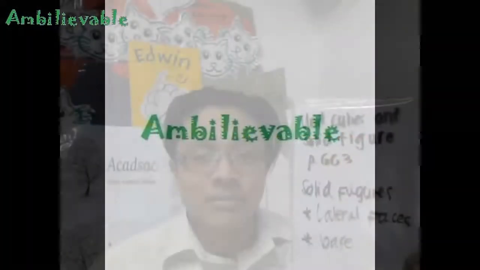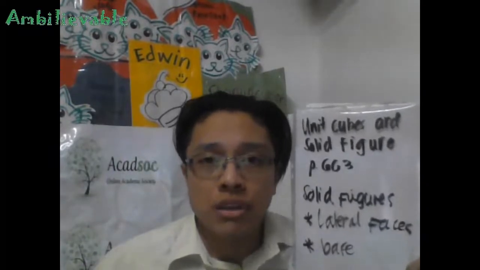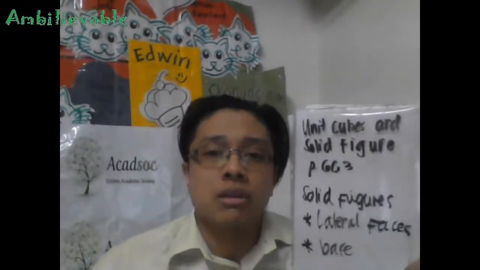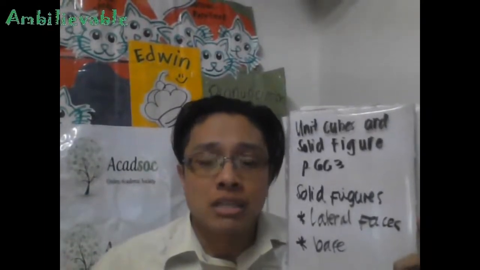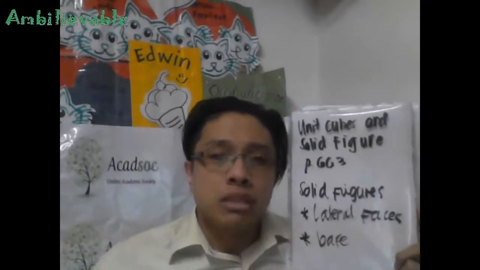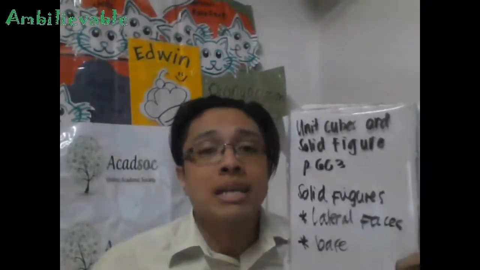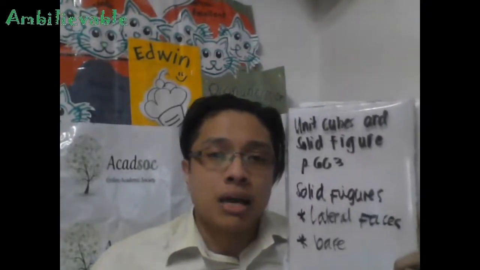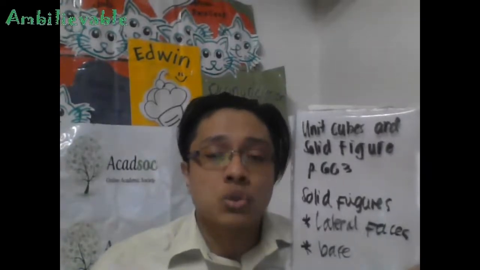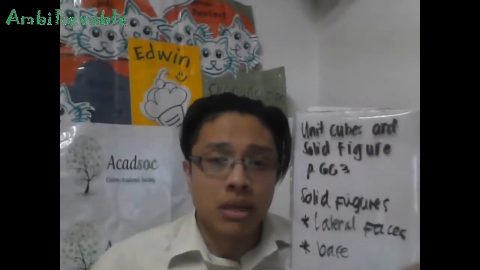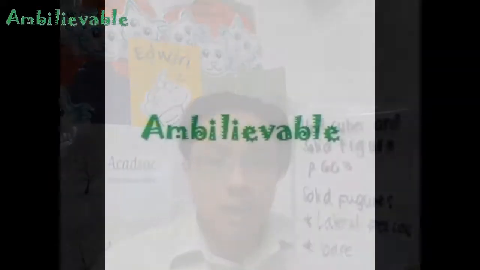So that one. Good morning, grade 5. Today, our topic is all about unit cube and solid figures. Okay, page 663. Solid figure. You have to remember that a solid figure has lateral faces and the base. Prism is different to a pyramid. A prism has two bases, while a pyramid has one base, as well as a cylinder and a cone. Cylinder has two circles, which are the bases, and a cone has one circle, and that's its base.